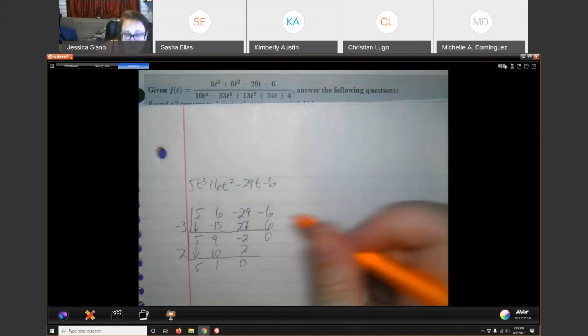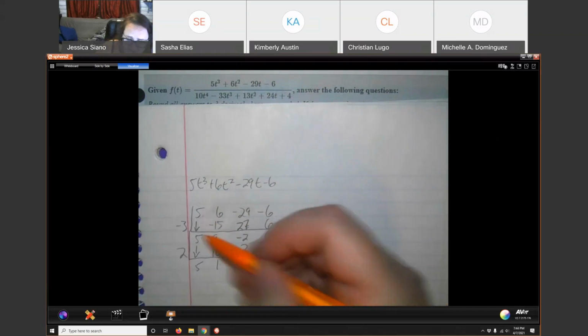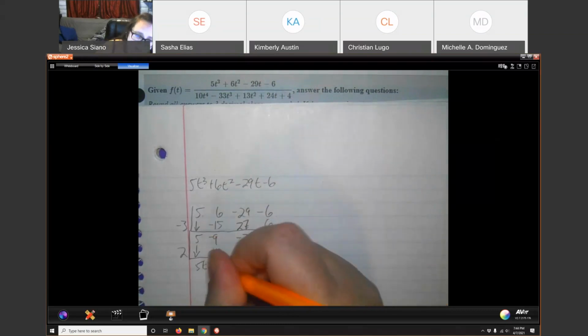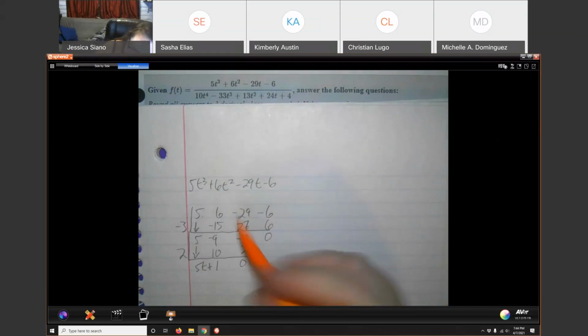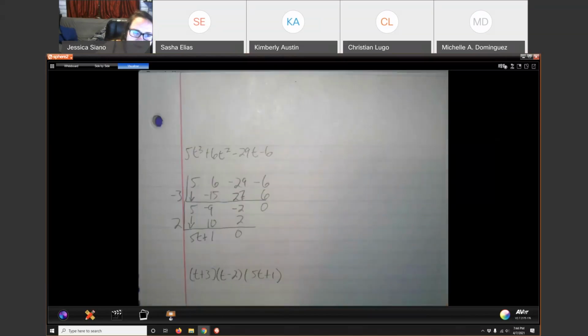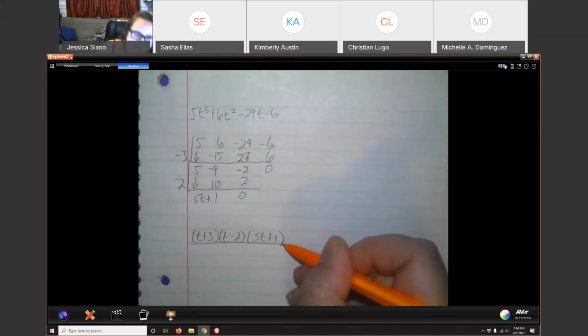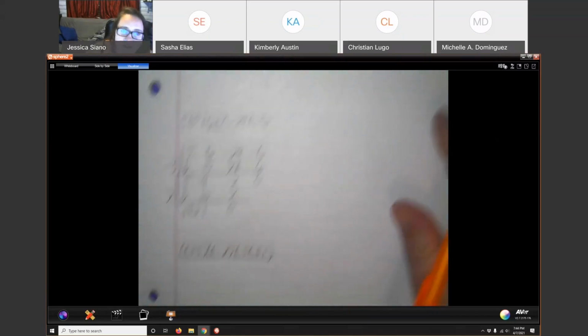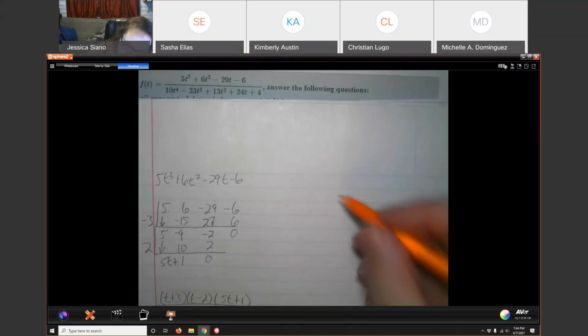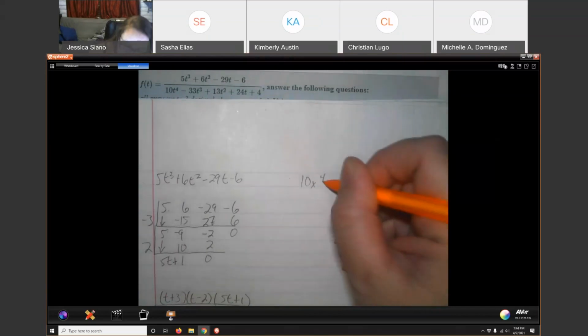Okay, so if this was to the third, this is to the second, so then this is just a regular t. So the factored form of this numerator would be t plus 3, t minus 2, and 5t plus 1. So we're going to repeat that for the denominator.